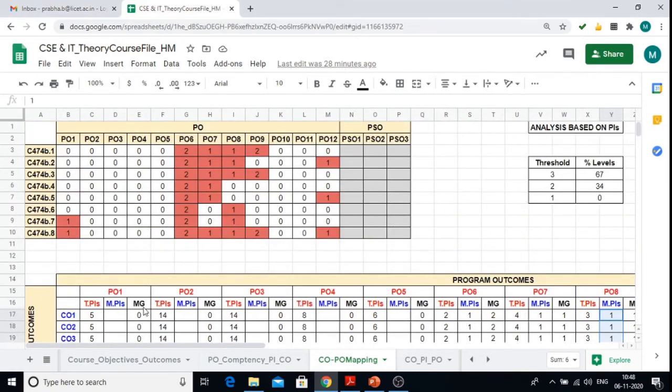After completing this table, automatically this table is generated. The value given under Mg1 is for the mapping between CO and PO. You can see here, the 0 values are those which do not have a mapping between CO and POs, and the 2 and 1 highlighted in red colors are the mappings between the corresponding CO with POs.